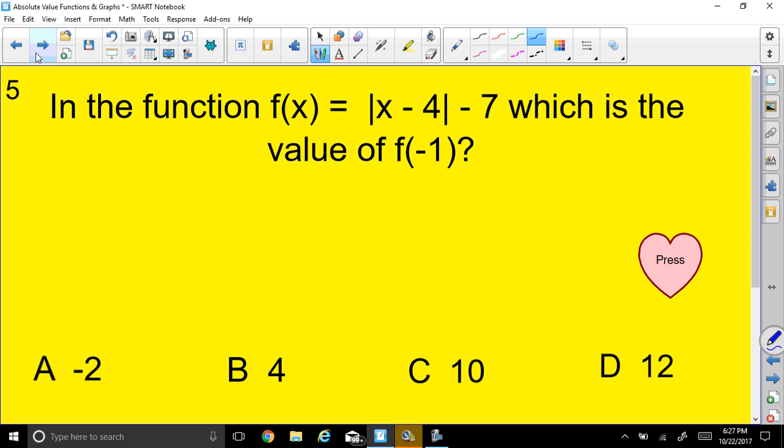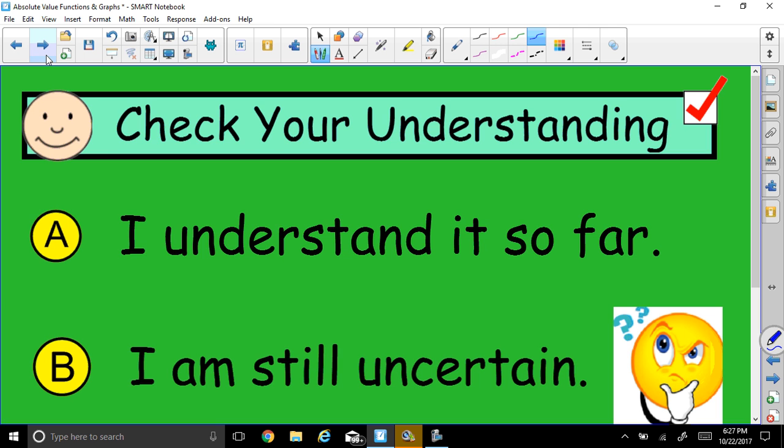So here's one for you. Find the value of f of negative 1. Be careful, take your time. If you have any questions, write them down, bring them in tomorrow. I'll be glad to help you out with them.